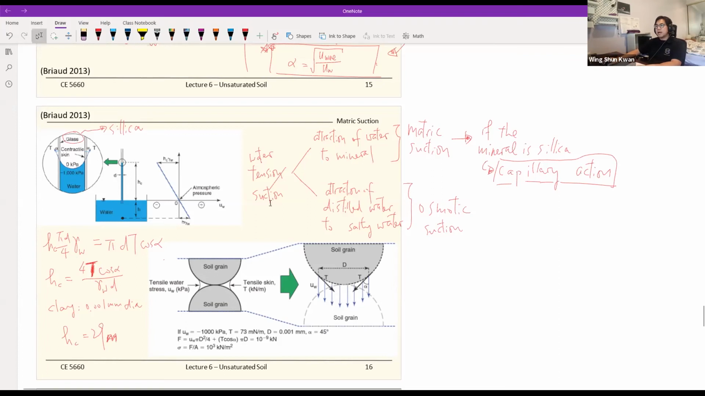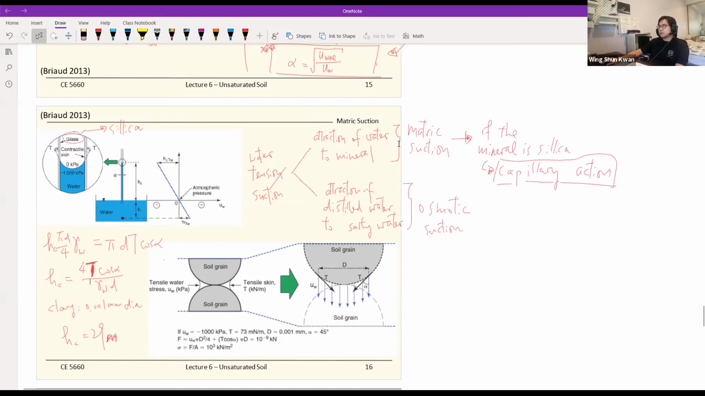So that is the two parts of the water tension that we need to be aware of. There are the attractions. We keep talking about the suction force, but there are actually two parts. There's the attraction of water to minerals. Actually, this part makes up most of it.